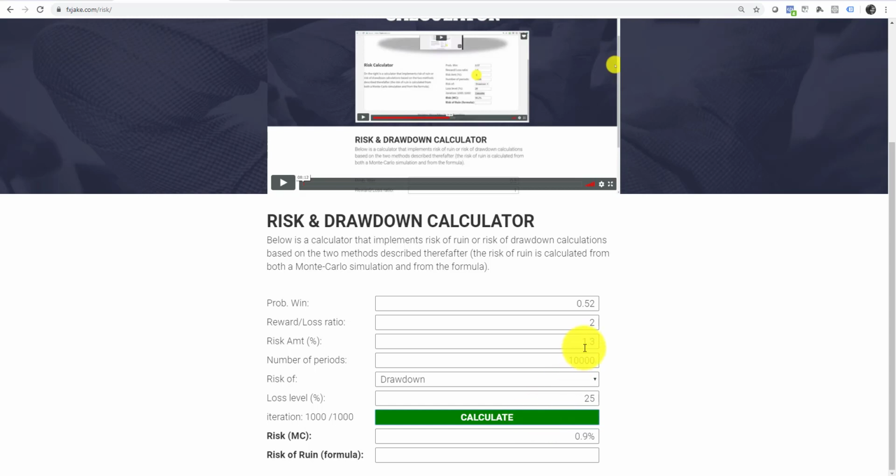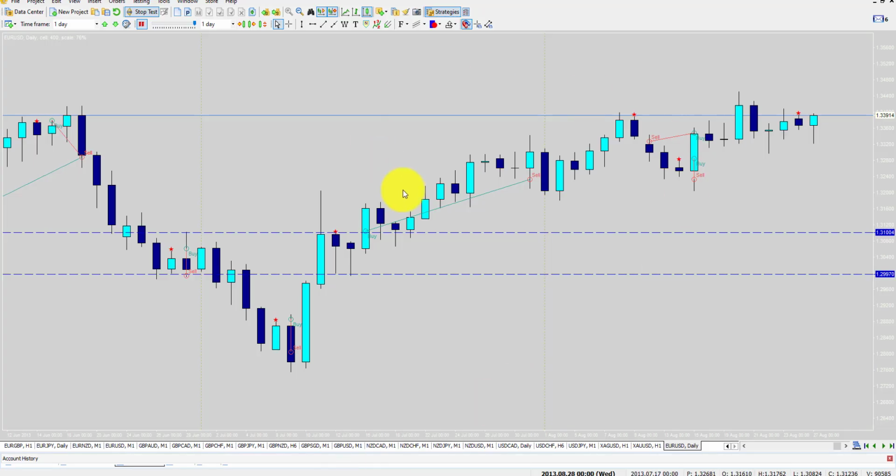I might be able to trade this at 1.3% if I'm willing to accept that 98 or 99 times out of 100, I'm not going to hit a 25% drawdown. Now, that's provided that the data I got from Forex Tester holds true in the future. We don't know that that's going to be the case, but that's how I would figure that out.